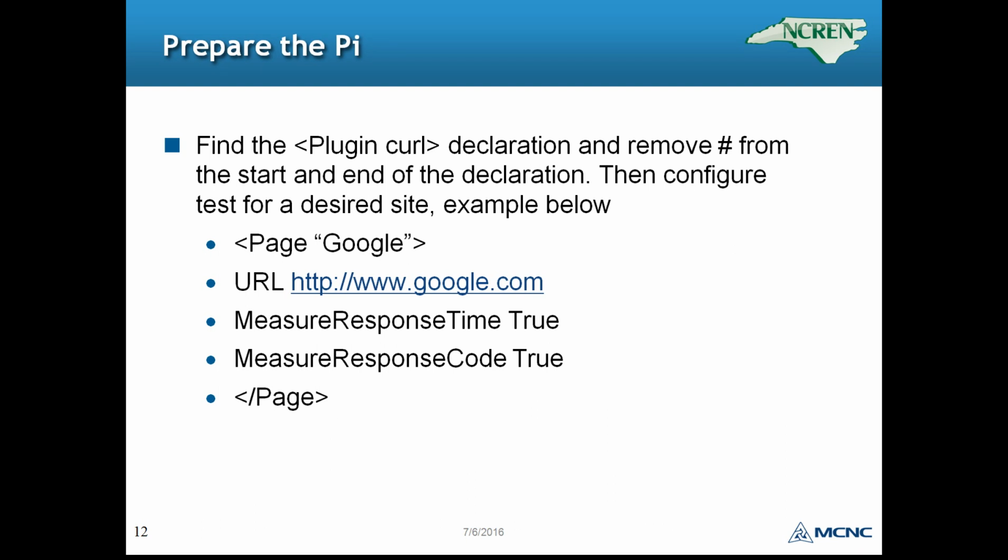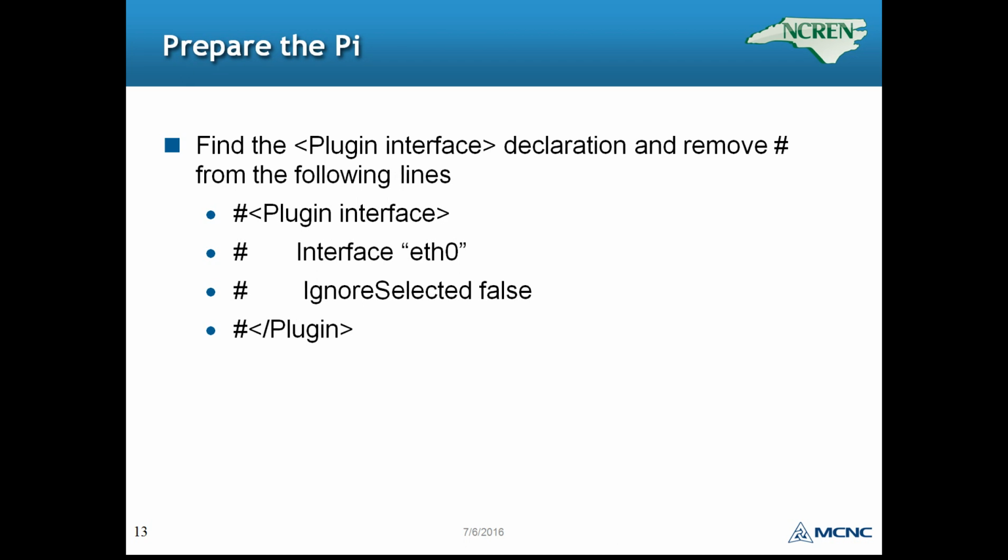Something to mention here, if you're going to use an interface other than eth0, you're going to want to make sure that you define that interface here, right? By default, eth0 is going to be selected because it's generally the first interface found on the operating system. But if you're going to use a wireless interface or something like that, make sure that interface reflects the interface that you're actually using. Okay?